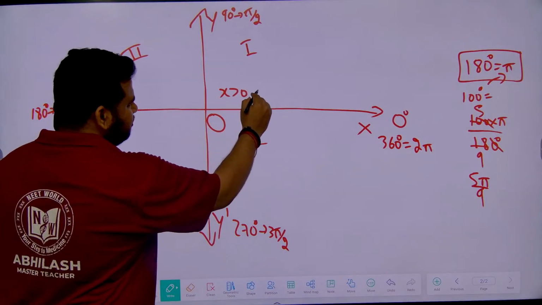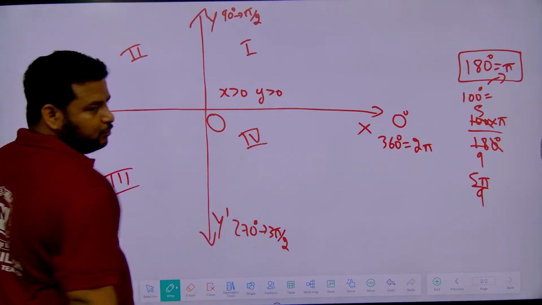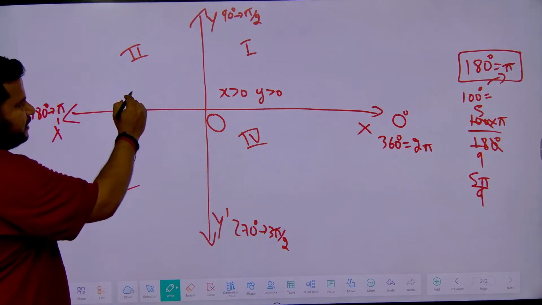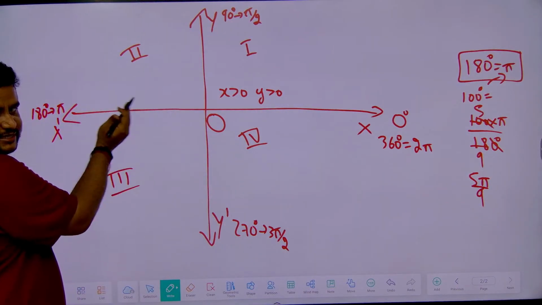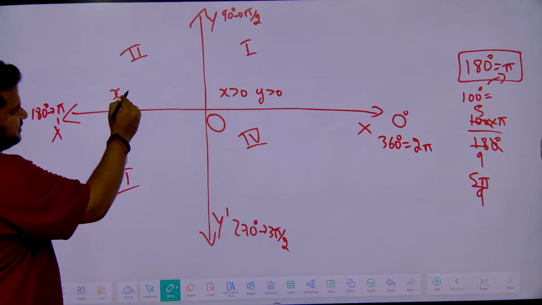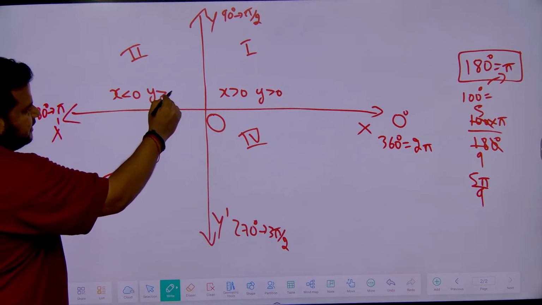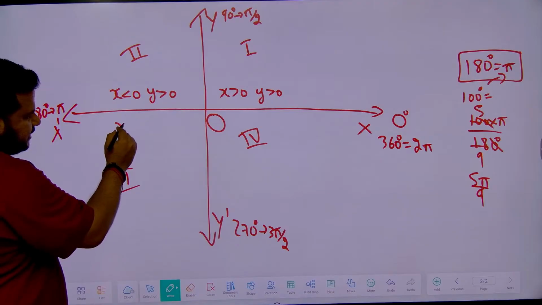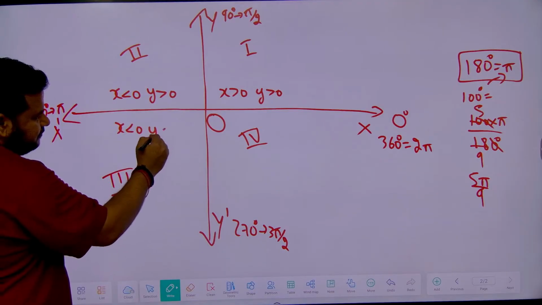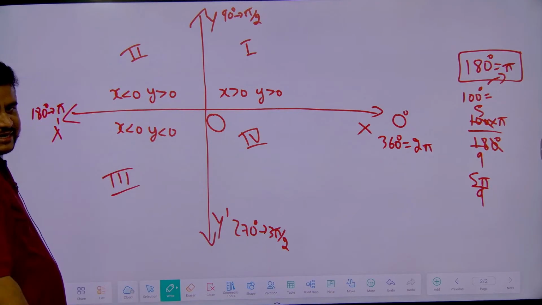x is greater than 0, y is greater than 0, both x and y are positive. Here, y is positive but x is negative. See here, x is negative, x is less than 0, y is greater than 0. What about this one? Both x and y are negative, third quadrant.